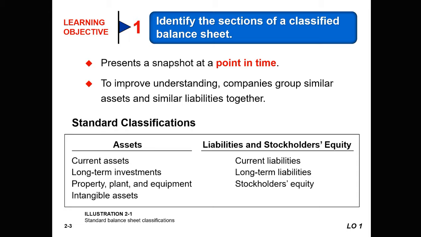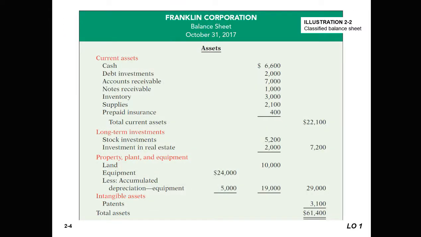Let's look at the classified balance sheet and a representation of it for Franklin Corporation. So here we're looking at the assets section. This is just part of the classified balance sheet. You'll see what has been termed a current asset and all of the accounts within that are then totaled here. You'll see the long-term investments, the accounts that fall into that classification, and then their total here. We have our plants, property, and equipment, being land, equipment. You'll see this little account here that says less accumulated depreciation equipment, and then the difference that contribute to the total for that here. We'll talk more about depreciation and land and things of that nature as we go on. With total assets of $61,400.